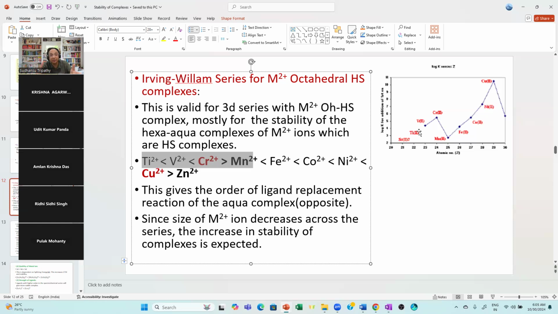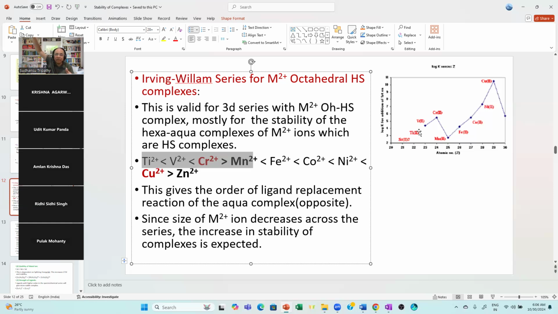CFSE wise, it is 0, and therefore manganese 2 plus gives not only a weaker hexa aqua complex than chromium 2 plus, but also than Fe2 plus, because from manganese again the CFSE decreases. Decreases means stability increases, I mean the magnitude increases. And then finally D8 maximum. So nickel 2 plus would be the highest on the other side.